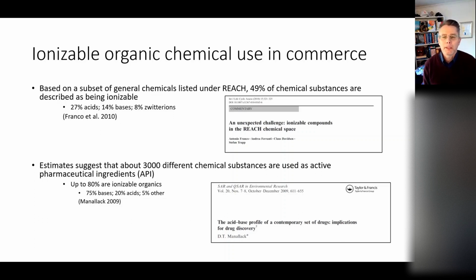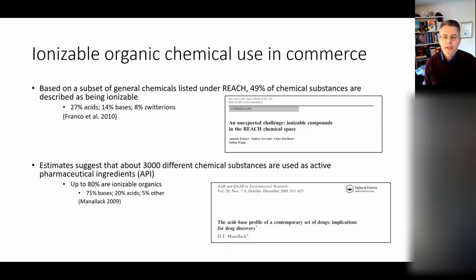with 27% being acids and 14% bases. If we dig a little bit deeper and look at a specific group of chemicals, such as the active pharmaceutical ingredients, which is an important group of chemicals because we know that they're biologically active, we find that 80% of these chemicals are ionizable, with 75% being bases and 20% acids.